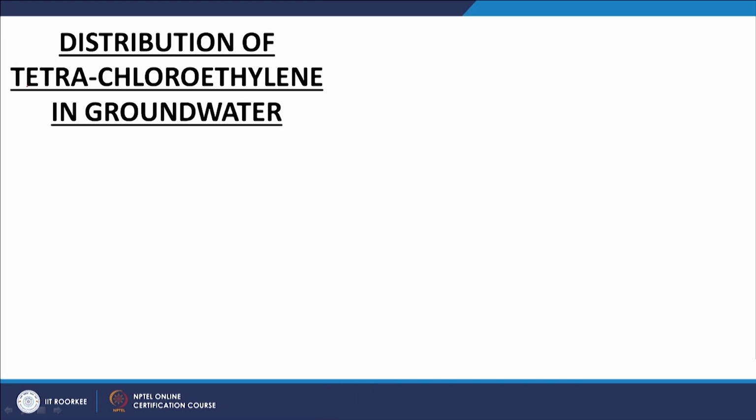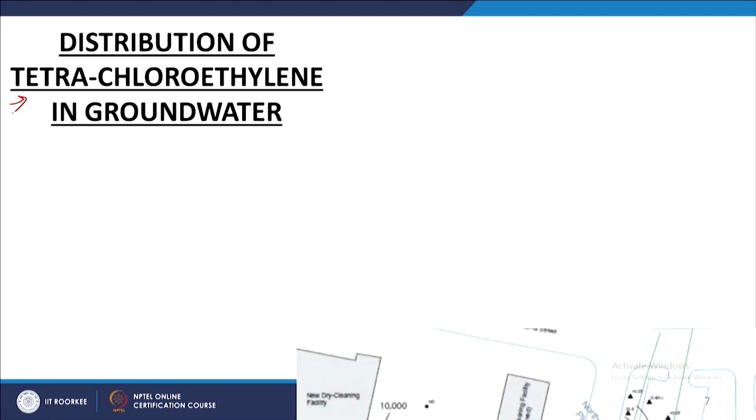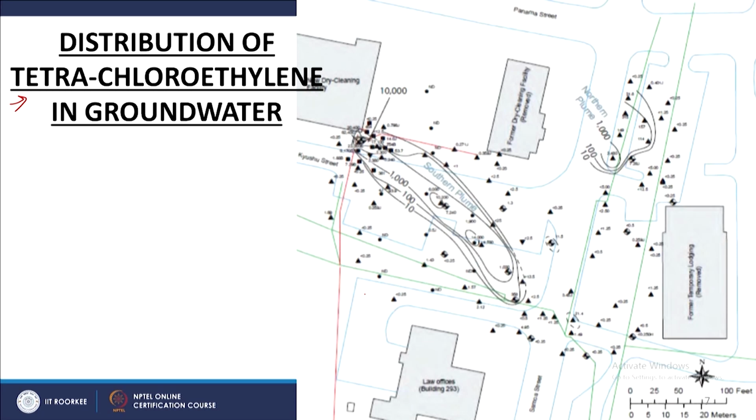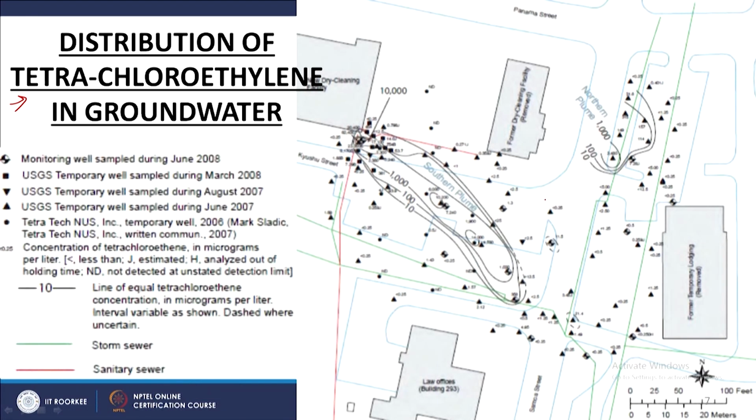So now we are going to look at the distribution of PCE in groundwater. They started taking samples. Once you contaminate a site, you need to understand the site and the extent of contamination. From this data, you can see a considerable number of locations were monitored. Here we have temporary wells in March 2008, June 2008, August 2007, June 2007 and so on. So over a period of a year they looked at different aspects. And where is our dry cleaning unit? That is out here.